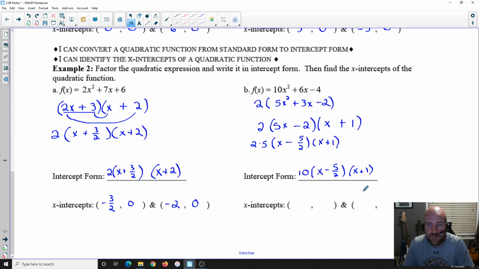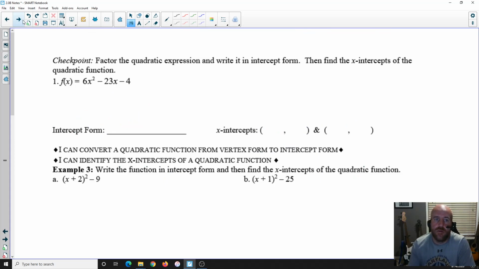So now we can identify the intercepts. So we have a positive 5/2 and a negative 1. All right. So I'll go ahead and do the checkpoint and pause the video.